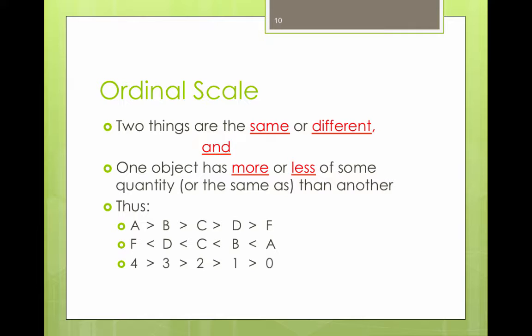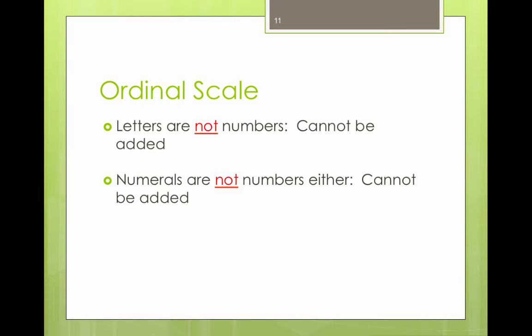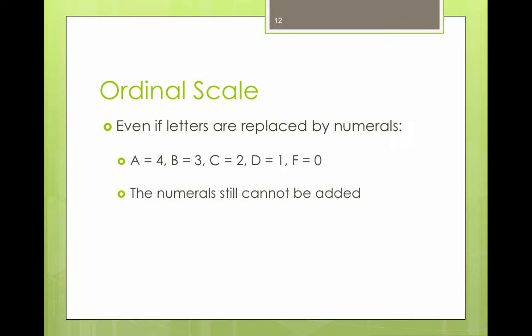So we know that in an ordinal scale of measurement, A is greater than B, B is greater than C, C is greater than D, and so on. The problem with an ordinal scale is that we don't know by how much A is greater than B, or B is greater than C, or C is greater than D. There's no fixed relationship between the numbers. So the letters are not numbers. They can't be added or subtracted. Even if the letters were replaced by numerals and we gave them values like A equals 4, B equals 3, C equals 2, D equals F, we still can't do anything with them in this scale of measurement.